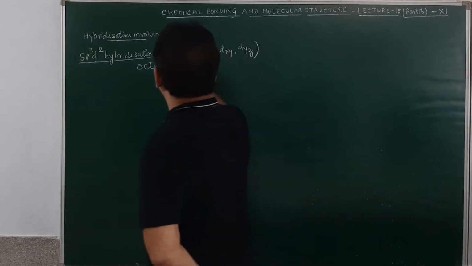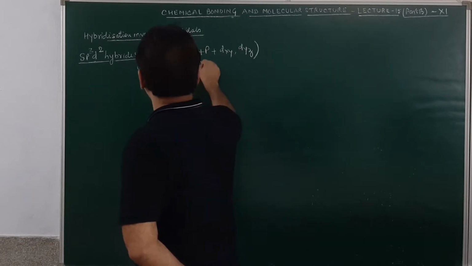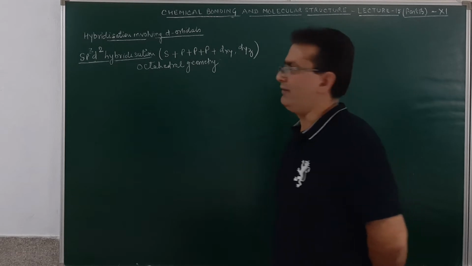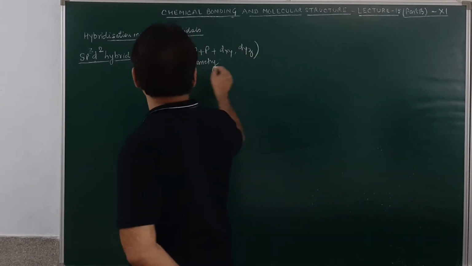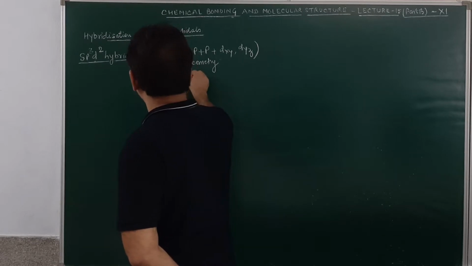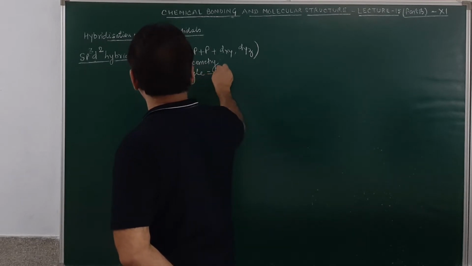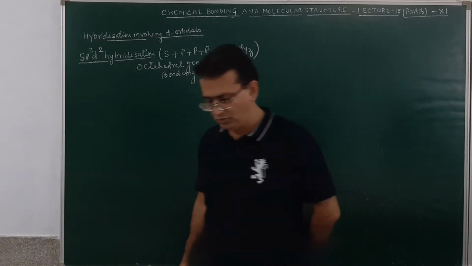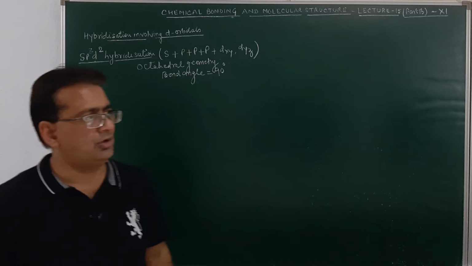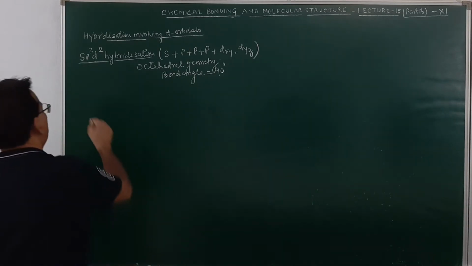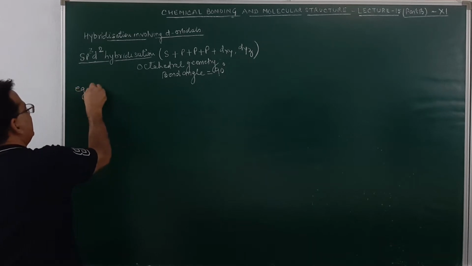So it will adopt octahedral geometry, and the bond angle over here will be 90 degrees. Octahedral geometry with a bond angle of 90 degrees. Am I clear? How? I'll try to explain by taking an example, as for example, sulfur hexafluoride.